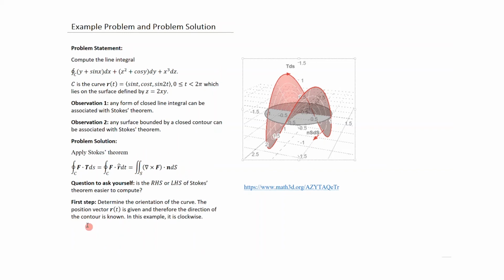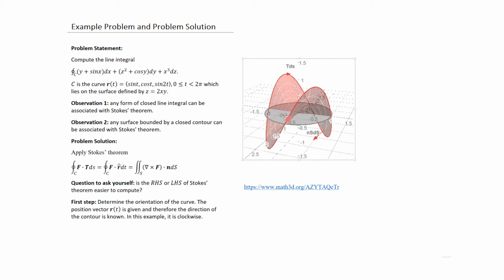All right, but the first step is to determine the orientation of the curve, because without that, we don't know what the direction of n dS needs to be. Since the position vector is given, we can show that this orientation is clockwise. As t advances from 0 to 2 pi, you're traversing this contour in a clockwise direction. Therefore, using the right-hand rule, you have the fingers pointing in the direction of the traversal of the contour, and the thumb would point in the direction of the surface area.